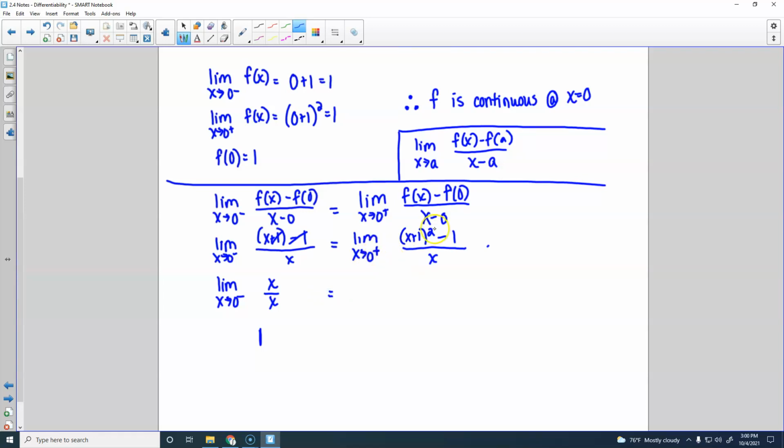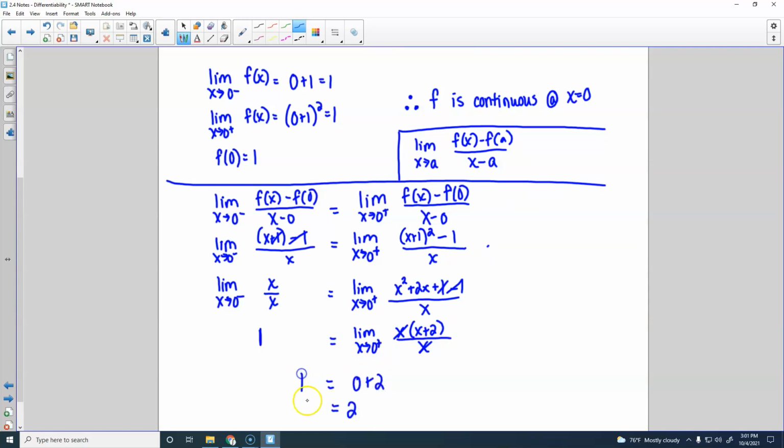Here I've got to expand this. I've got x squared plus 2x plus 1 minus 1 over x. So the 1's cancel, which gives me x squared plus 2x. What could I do right there? Factor out an x: x times x plus 2 over x. My x's cancel. So I've got 0 plus 2, which equals 2.